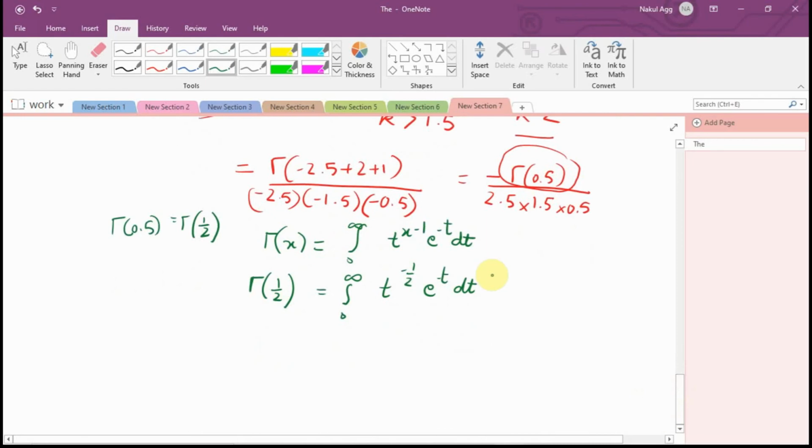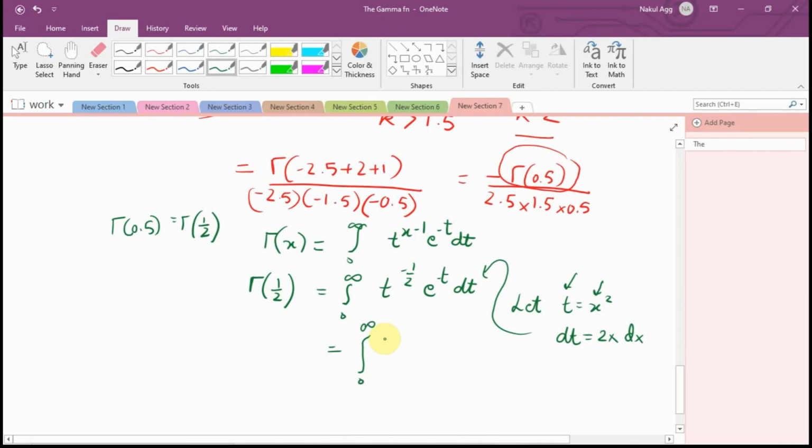So we will have some substitution here. Let t is equal to x square, so we have dt is equal to 2x dx. We will substitute all of this here, but first let's check the limits. As t goes to 0, x goes to 0; t goes to infinity, x also goes to infinity. So the limits remain invariant.